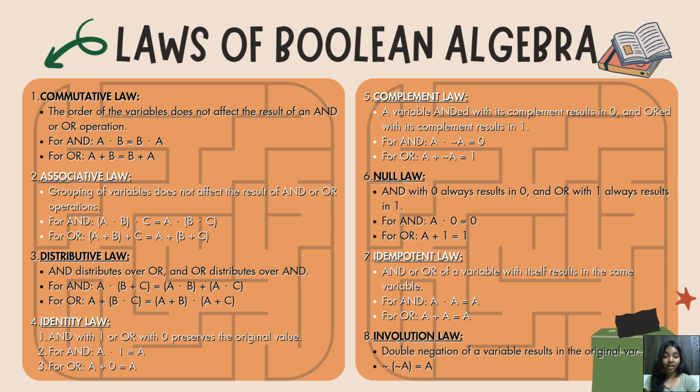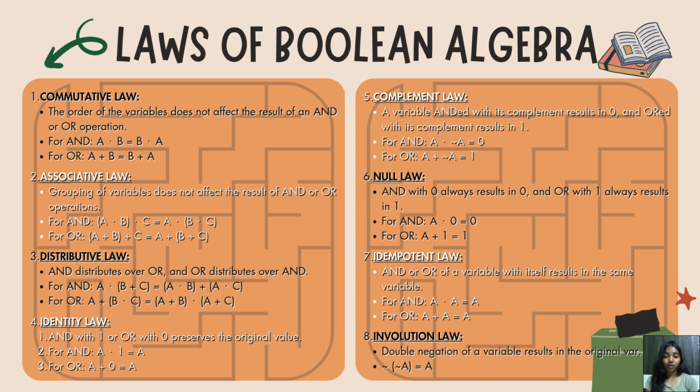That is, for AND, A dot 0 is equal to 0, for OR, A plus 1 is equal to 1. Under idempotent law, AND or OR of a variable with itself results in the same variable. For AND, A dot A is equal to A, for OR, A plus A is equal to A.